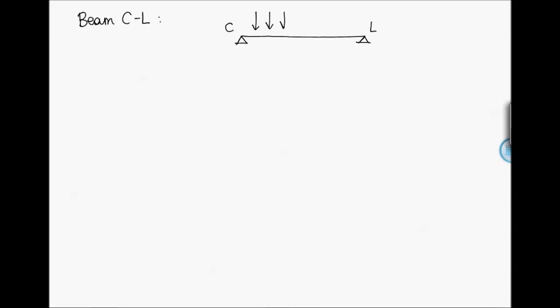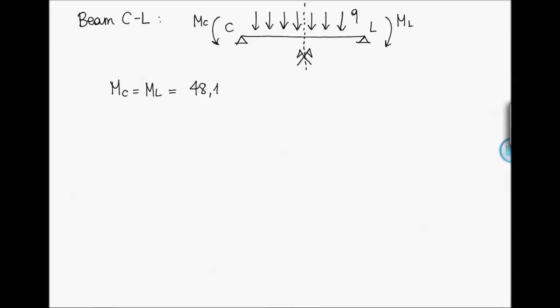We have the uniform distributed load Q acting on the beam. And then we have also the two bending moments at the extremities, ML and MC. Well, here passes the symmetry axis of our structure. So we have that the two bending moments, MC and ML, are equal and are 48.18 kilonewton meters. The length of beam CL is 7 meters.